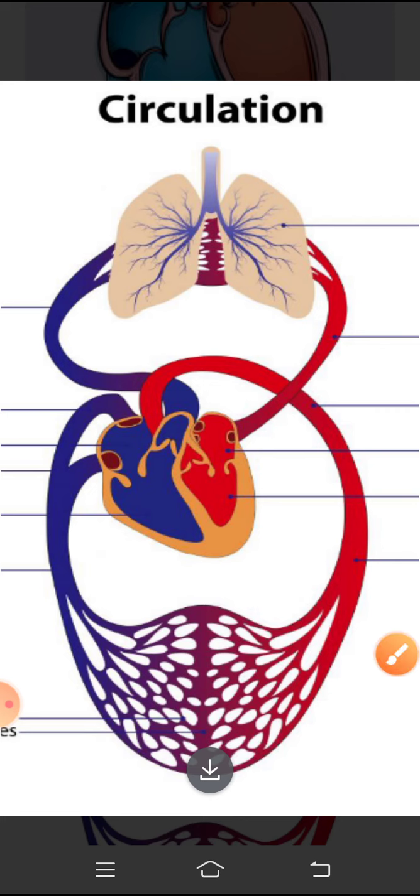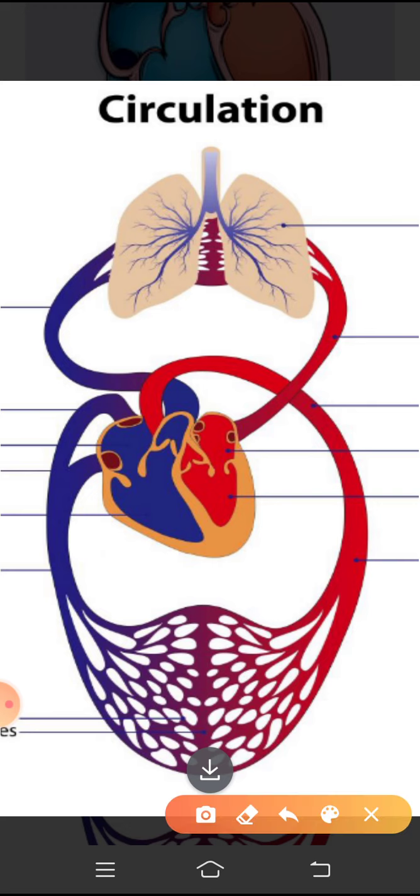So now one thing which you have to observe here is the blood enters the heart two times, right? Once it enters the left atrium and another time it enters the right atrium. Here the blood enters the heart two times in one cycle. Hence we call it double circulation.